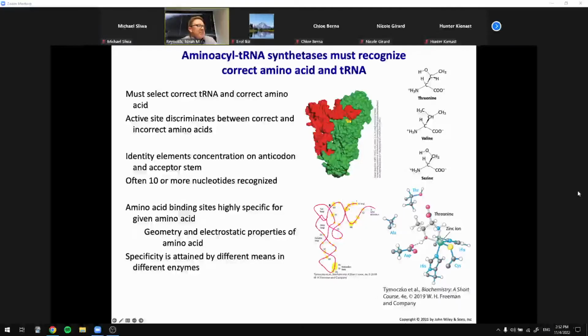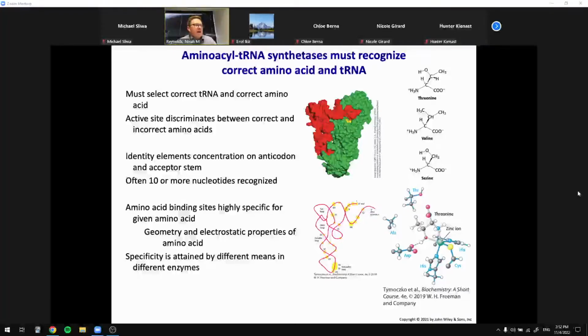But all the synthetases recognize this acceptor stem. And so it's going to recognize the acceptor stem and know that it's the right tRNA. For the amino acid, it's a lot harder, but it still has to recognize the right one. And we talked about phenylalanine and tyrosine, where the difference is, right, that one hydroxyl, and it has to distinguish between them in the different ways it can.